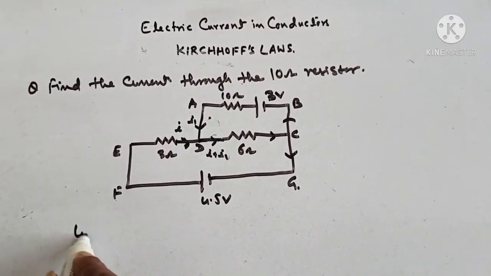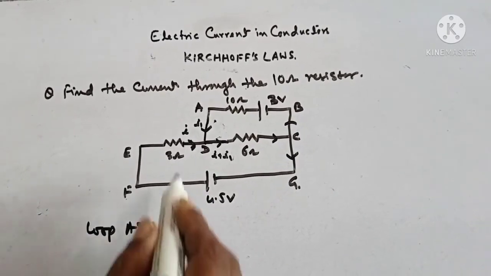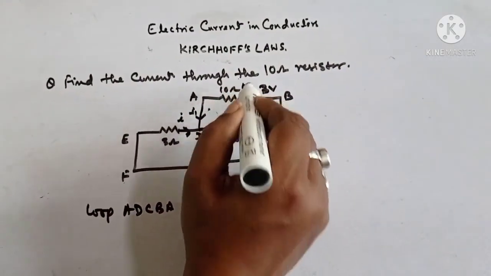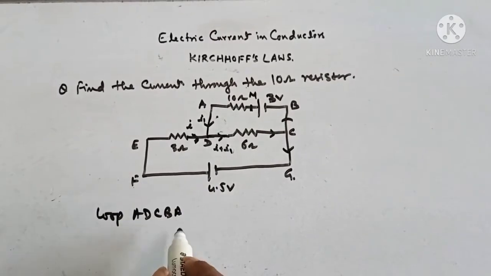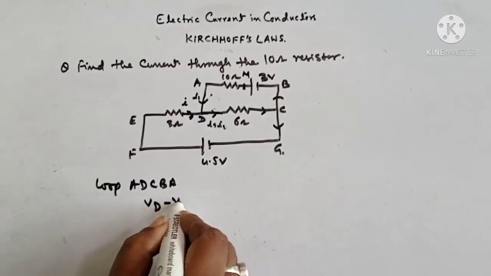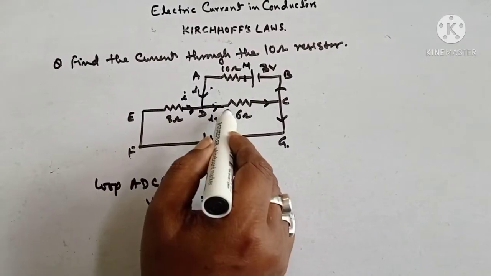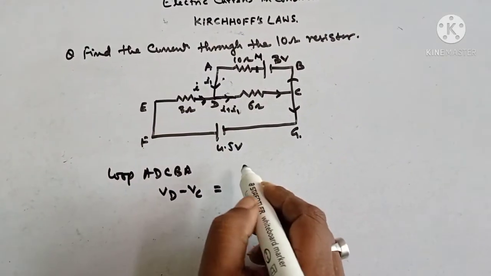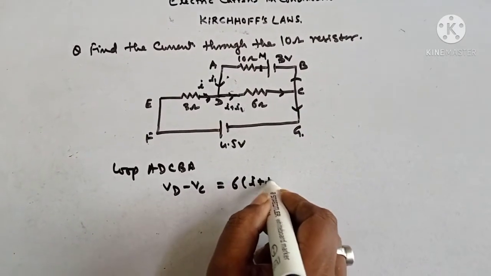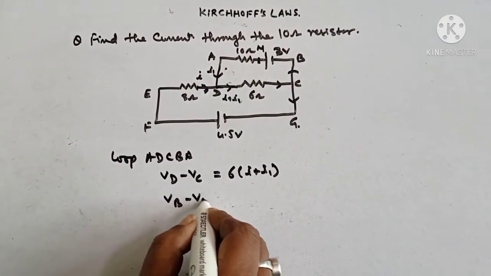Now let me take loop ADCBA. Here you see this point B, M, and again VD minus VC. That is equal to I, current is entering to this and I1 this. So I plus I1 is coming out from D point, from the junction D. So VD minus VC is 6 into I plus I1.